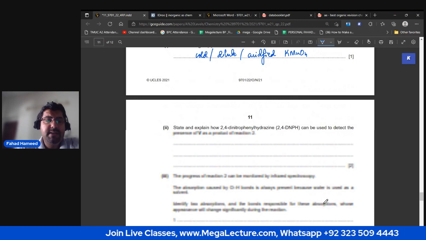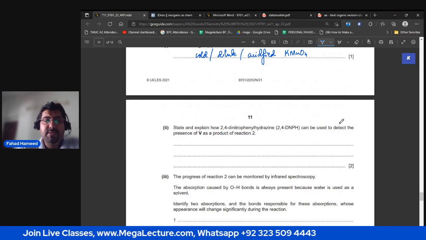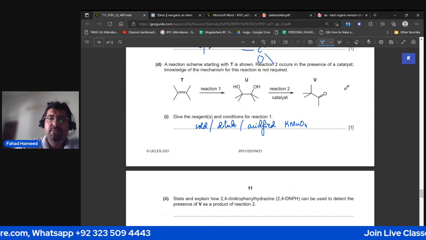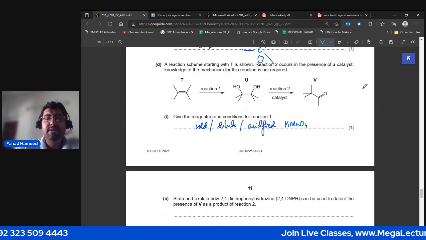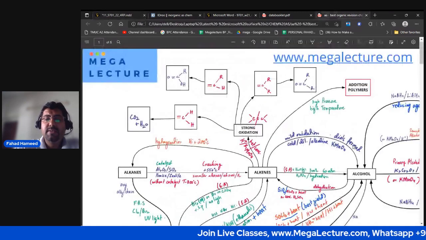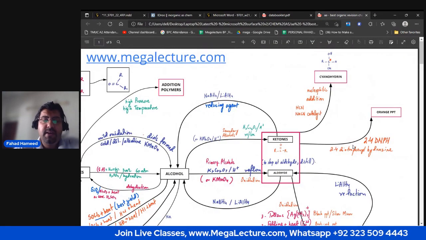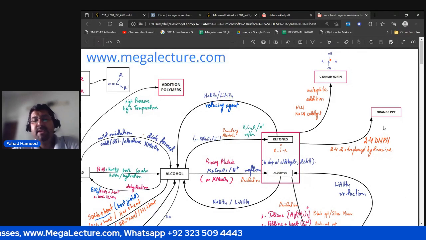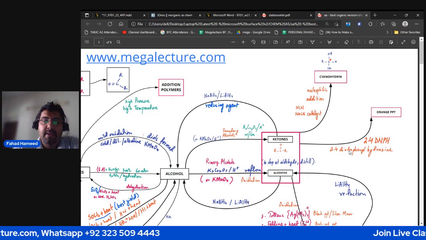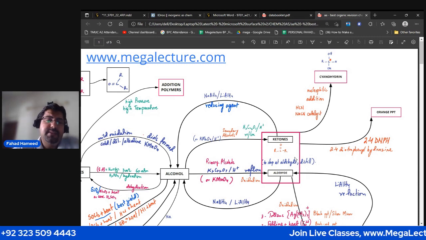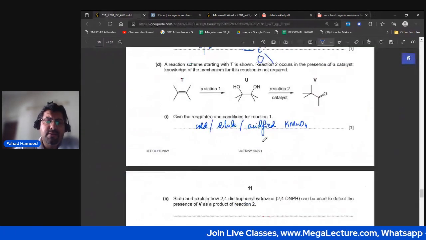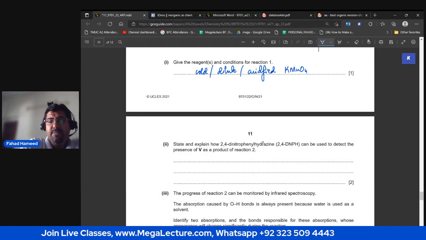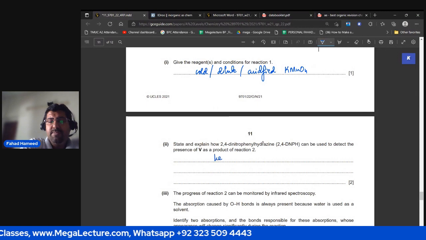Now the other part is state and explain how 2,4-DNPH can be used to detect the presence of V as a product of reaction 2. So V, 2,4-DNPH. What does 2,4-DNPH do? It's a test for carbonyl compounds. That's also given in this chart over here. Whenever you have ketones and aldehydes, you get an orange precipitate with 2,4-DNPH. So they're going to give an orange precipitate. That's about it. So not sure what the second mark is for. So the second one would be probably for the ketone. It's got a ketone group. You're going to mention that.